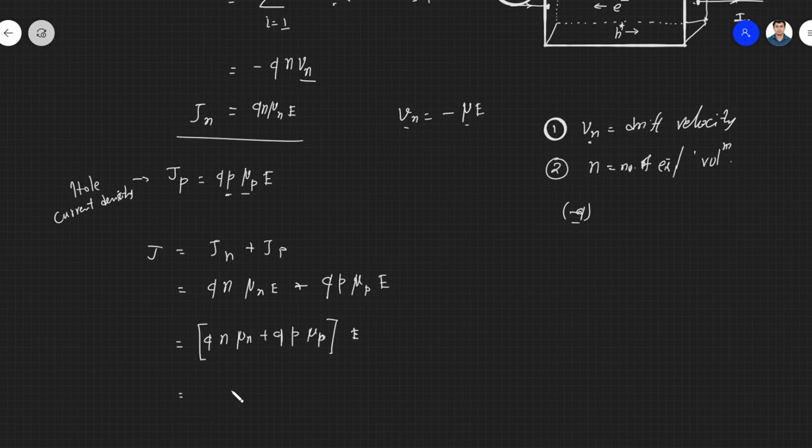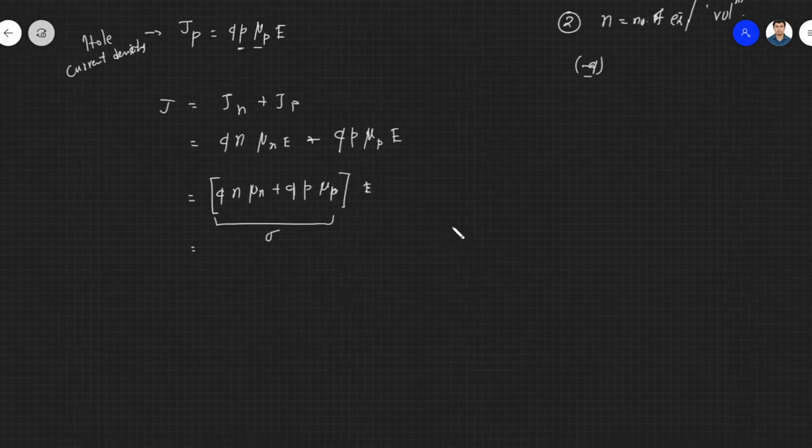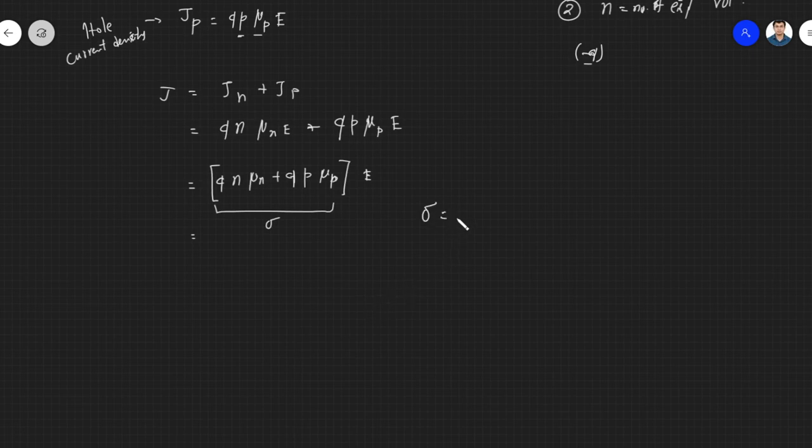Now I purposely didn't take it. This parameter, this term, is known as the conductivity of the material. So sigma is called conductivity. So effectively we are getting J equals sigma into E, where sigma is equal to q times n mu n plus p mu p. It's the conductivity. And in a similar way you can calculate the resistivity.